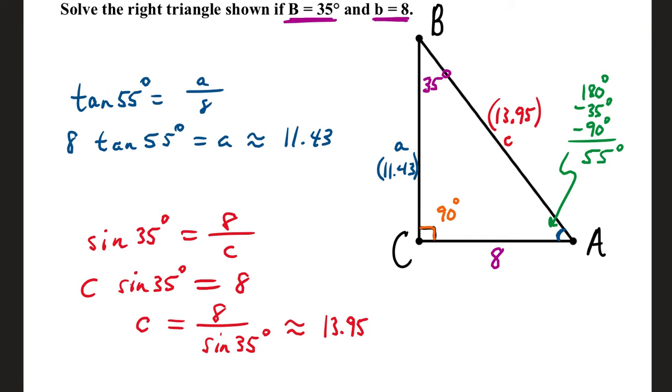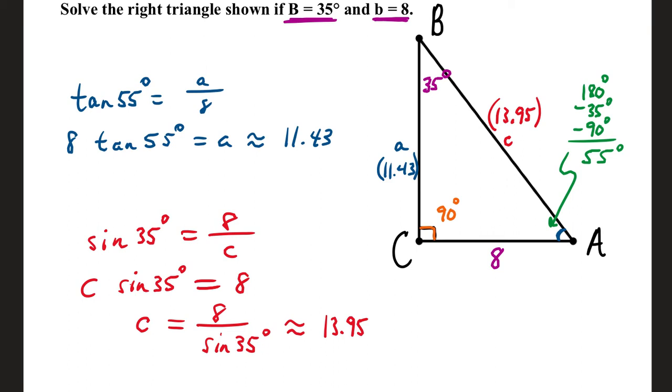Wherever you do label them, though, capital letters represent the vertices or the angles. Lowercase represents the opposite side length. So capital B, angle B is 35 degrees. Side b, because that's lowercase, will be the length of the side opposite. That's where the 8 goes. Angle A, we can get because 35 and 90, whatever the difference between those and 180 will get us angle A. So 180 degrees minus the two angles that we know, 35 and 90, leaves a remainder of 55 degrees. So that's what angle A has to be.